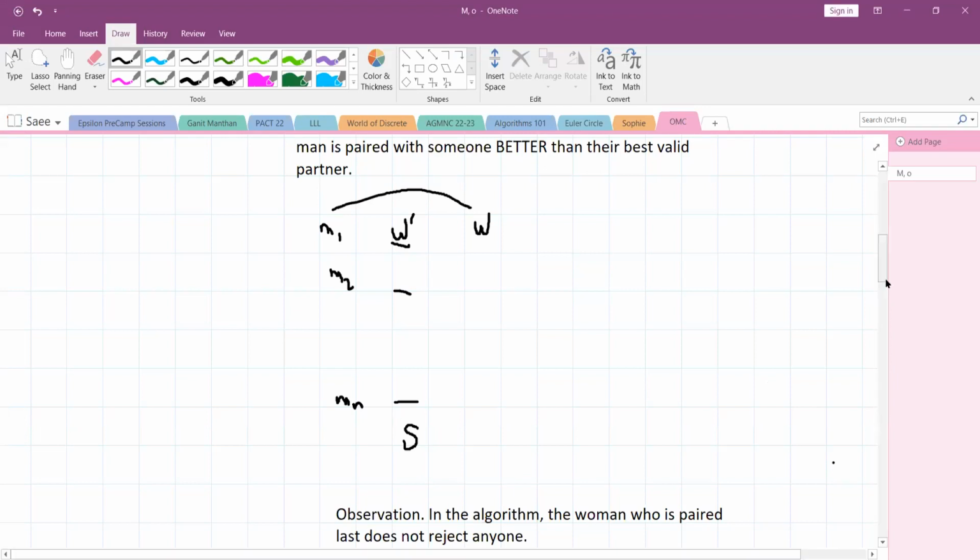Which is related to the thing that we did in the end, an exercise could be to find an example where there is an unstable matching in which some men get better partners than the Gale-Shapley output, but no man gets worse than the Gale-Shapley output.